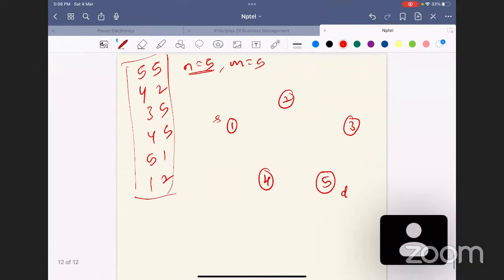Sahil, there is one doubt in the chat. Yeah, okay. Yeah, so can you please explain how you got the time complexity again? Right.